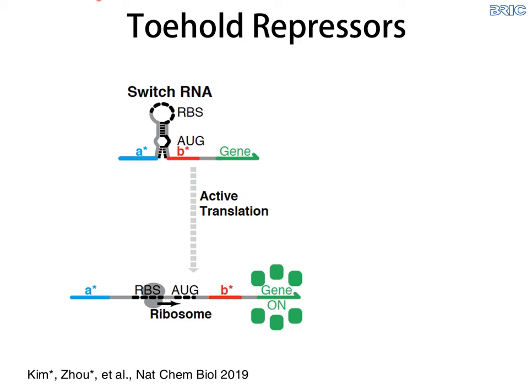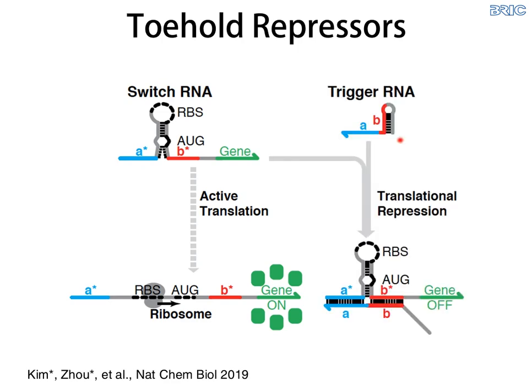But let's say you send a trigger RNA, which has this conformation, then it can actually come in and zip up these A star and B star domains. So now you form a stable three-way junction, and you cannot translate your downstream gene. So once you have the trigger, you form a three-way junction and then you stop the translation. So this is another design.